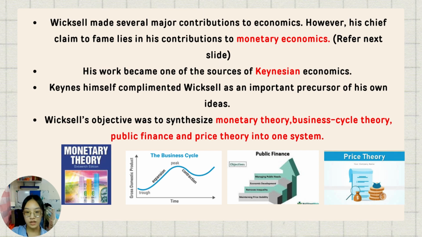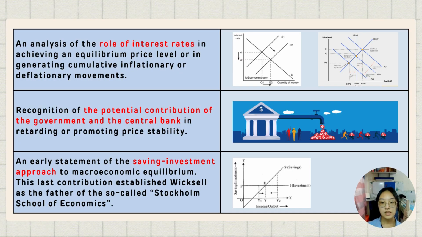Wicksell's overall objective was to synthesize monetary theory, business cycle theory, public finance, and price theory into one system. Although he was not totally successful, he advanced the state of economic thinking in this area. Wicksell's chief claim to fame lies in his contributions to monetary economics. These advancements include an analysis of the roles of interest rate in achieving an equilibrium price level or in generating cumulative inflationary or deflationary movements.